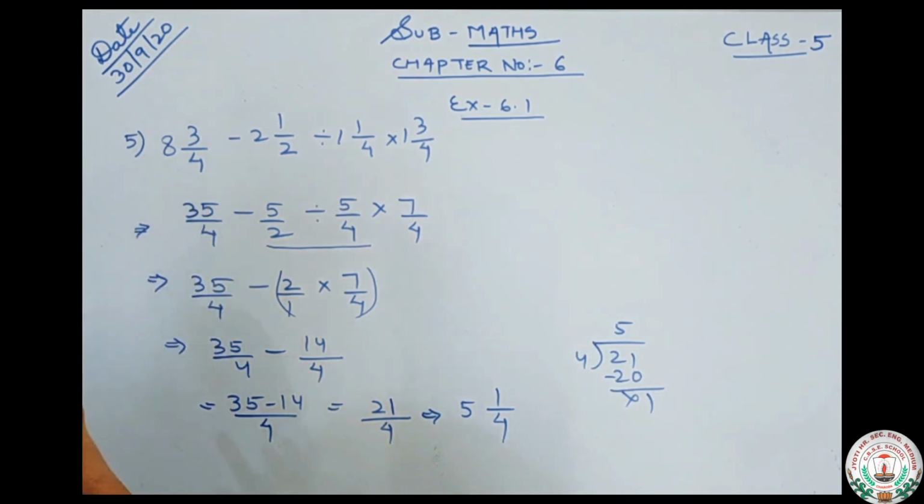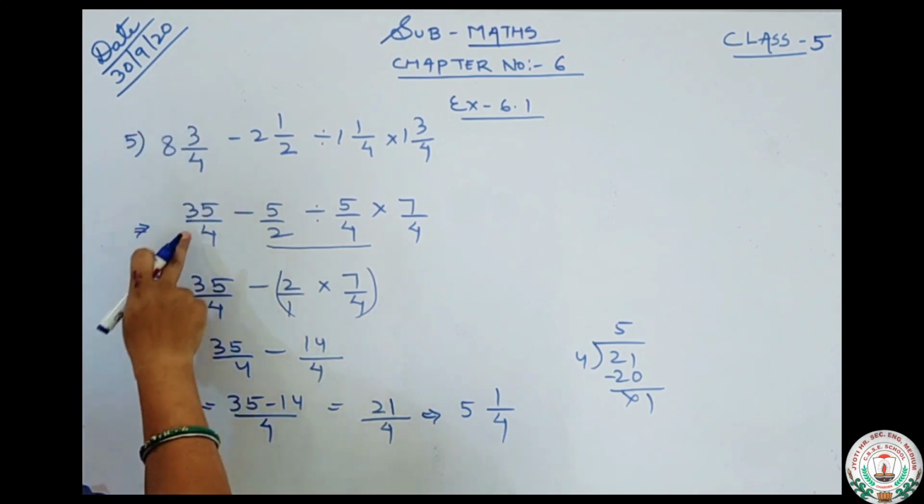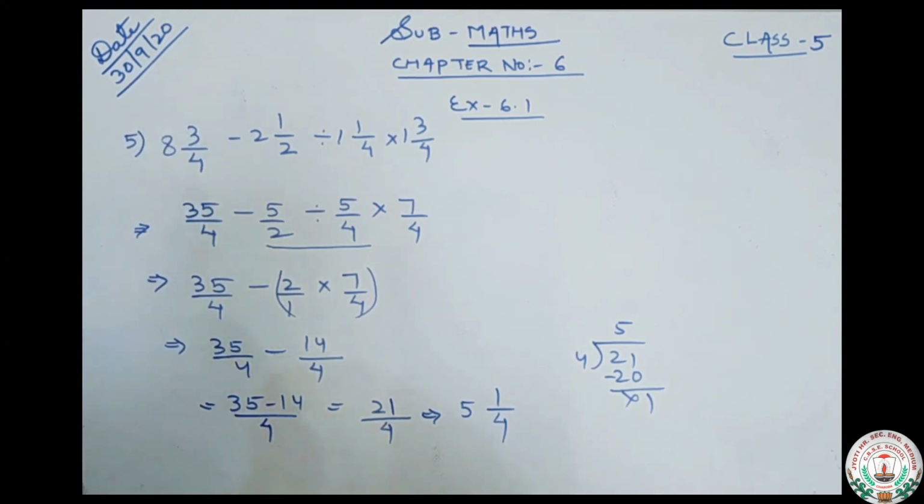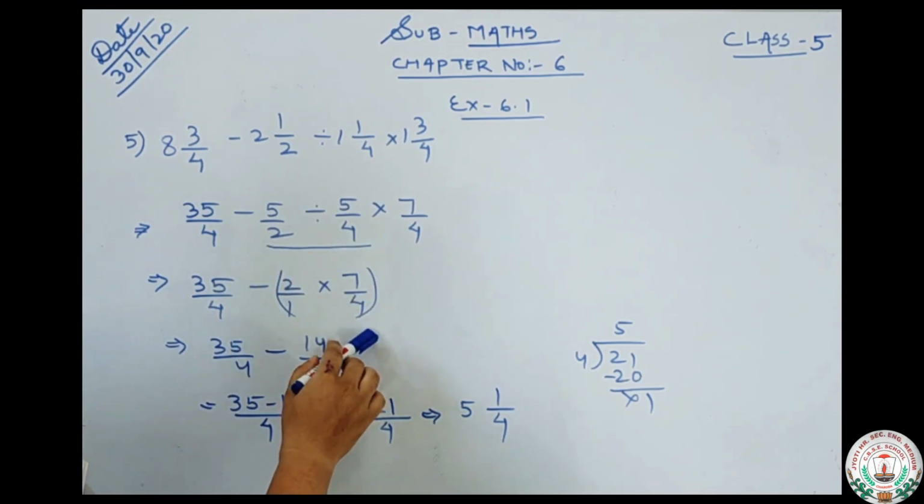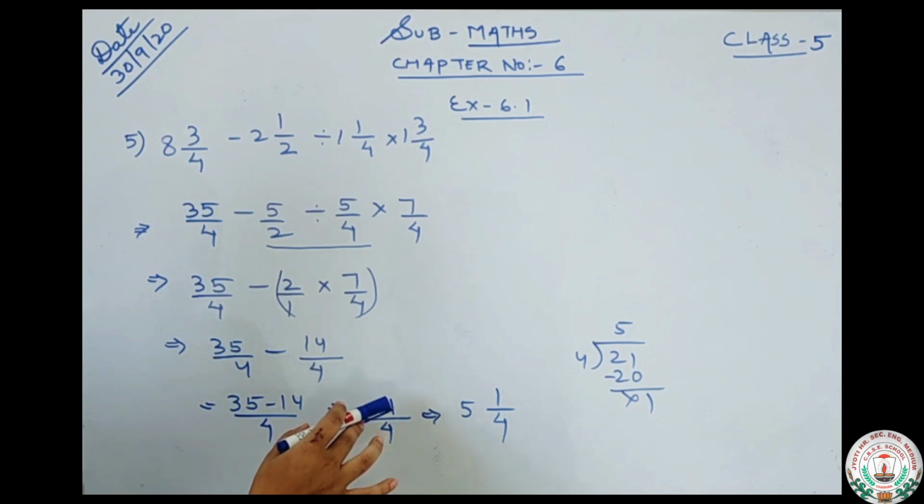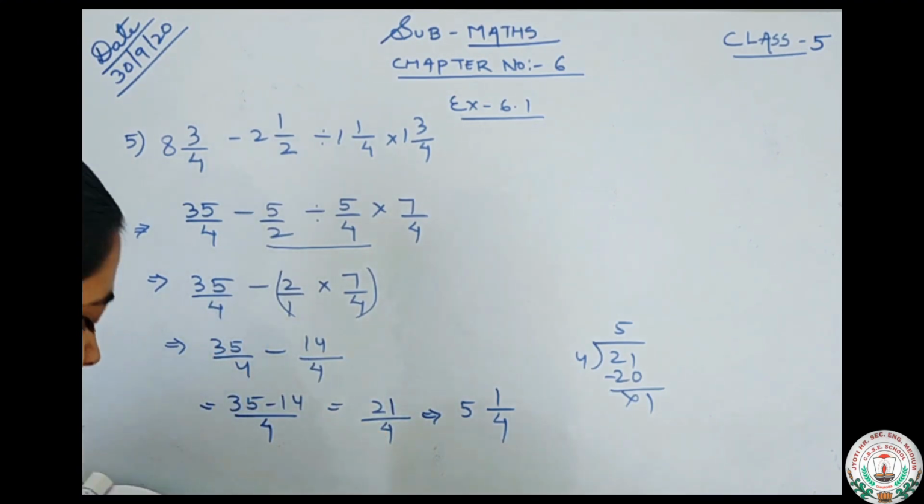What we have done is, first we changed the mixed fraction into a normal fraction. Then we followed the BODMAS rule. First we divide, then we multiply, then we add if addition is there. If no addition is there, then we subtract and solve. So like this way you will try to solve all the questions.